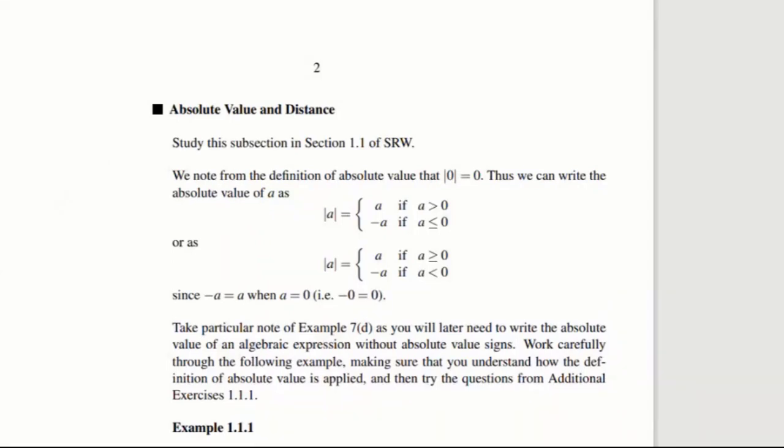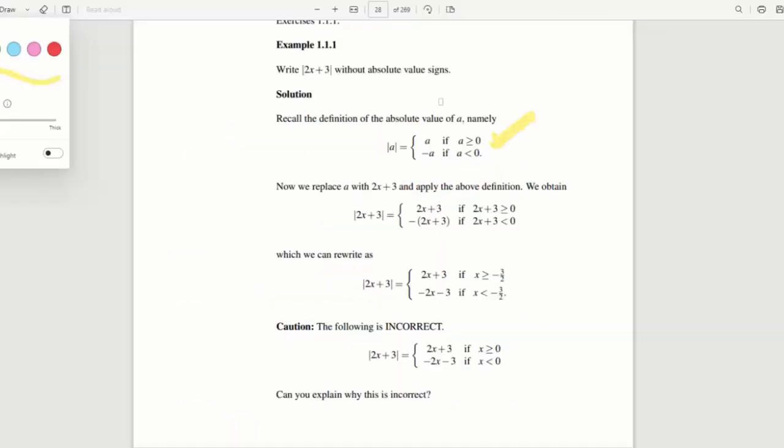So here they remind you that by virtue of the definition, the absolute value of a is equal to a if a is greater or equal to 0, and it's negative a if a is less than 0. Now they replace a with 2x plus 3. If you look at this definition here, we keep the a as is, circle it. And here my a is 2x plus 3, inside the absolute value sign. So the definition says the absolute value of a is equal to a if a is greater or equal to 0, and negative a if a is less than 0.